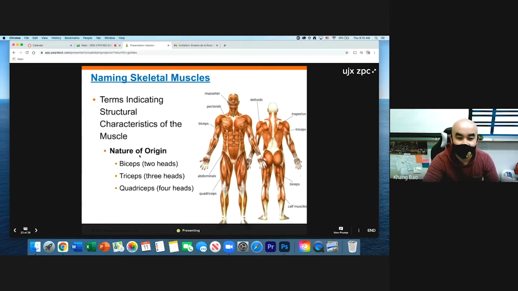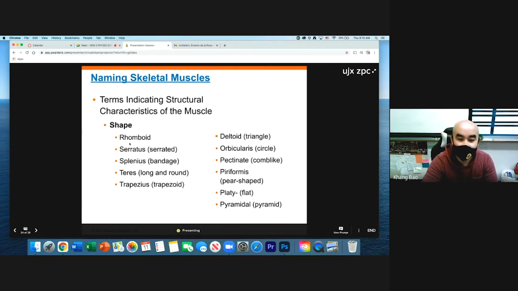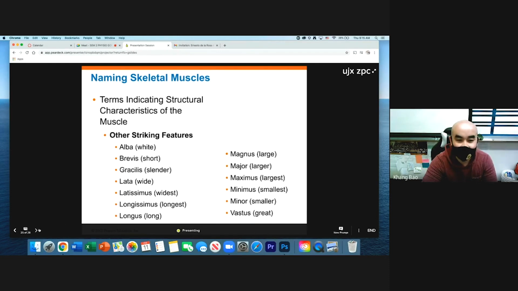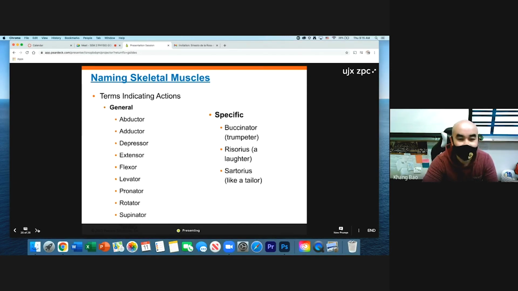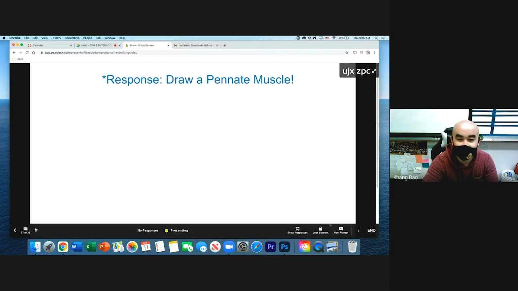Then you can also name them by origin, like where they start, which bone they connect to, and then which bone they insert into as well. By shape. Then other characteristics, like what color they are, whether they are short or slender. So there are multiple names, and I don't expect you guys to remember them.